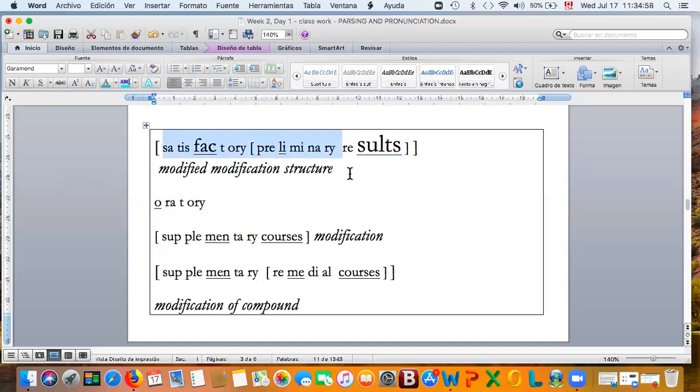As I've said before, at the normal rate of speech, we often level out these first two elements, level out the accents. So we get, he received satisfactory preliminary results. Say it with me. Satisfactory preliminary results. Say it with me again, enunciating carefully. Satisfactory preliminary results.